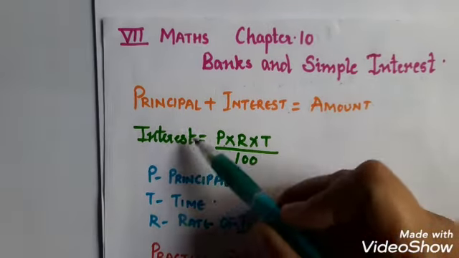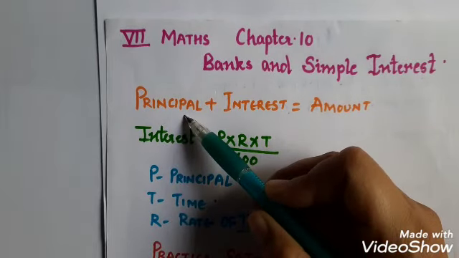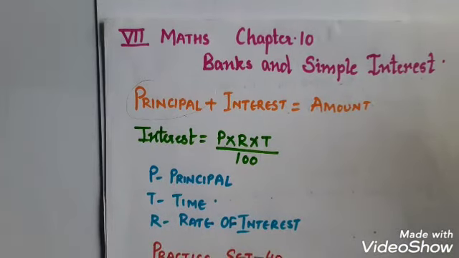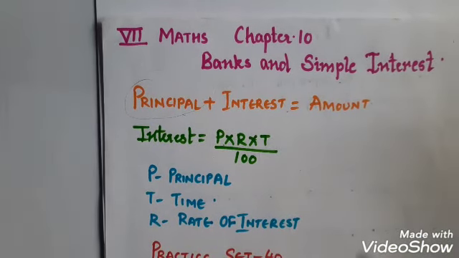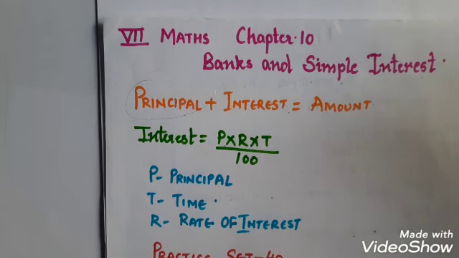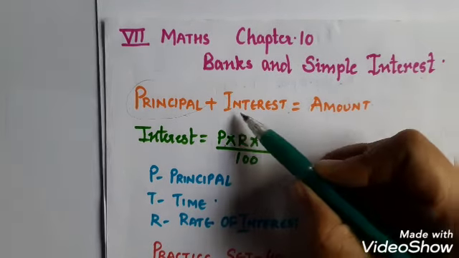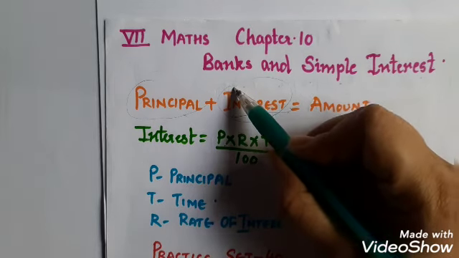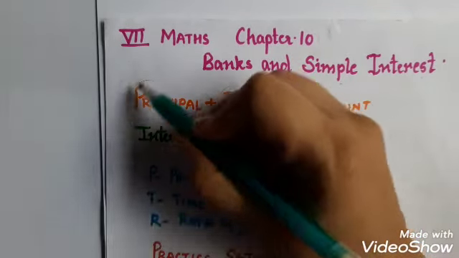First is the principal. What is the principal? The principal is the amount which is being borrowed from another person. That is called the principal amount. Now, next is, what is interest? Interest is the amount which is being applied on the principal amount.